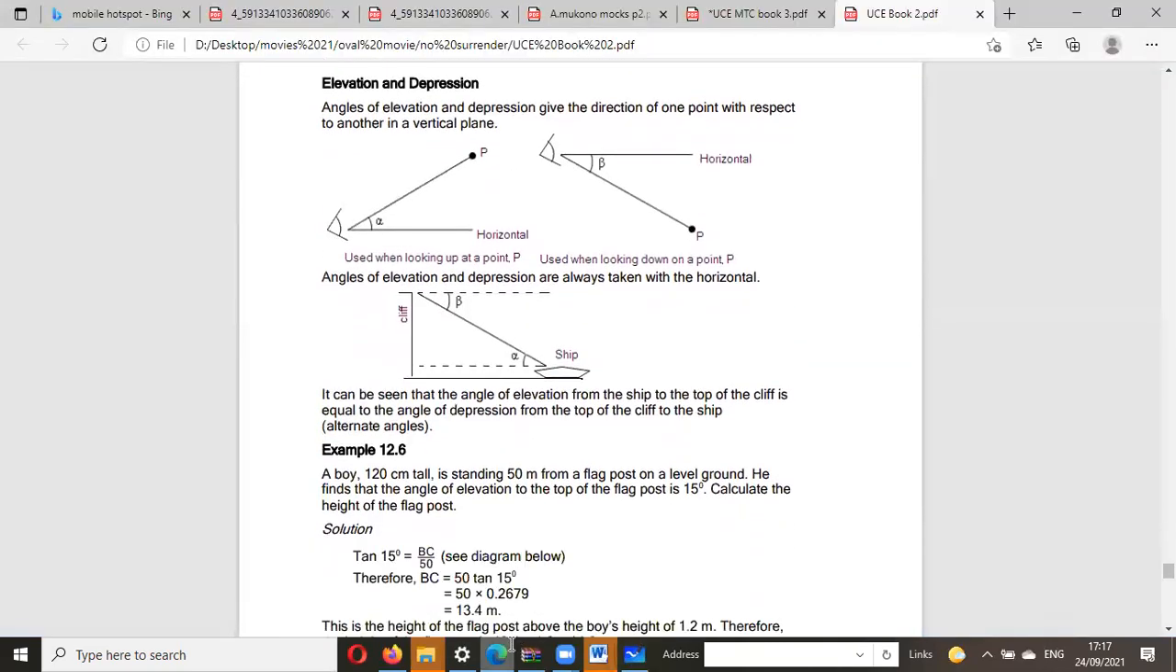So I think that one. It says used when looking up at any point. That is what? Elevation. Then used when looking down at any point. That is what? Depression. Then they're telling us angles of elevation and depression are always taken with the horizontal. With the what? Horizontal. Horizontal means the leveled ground of someone.